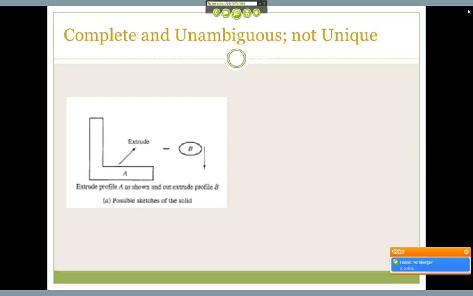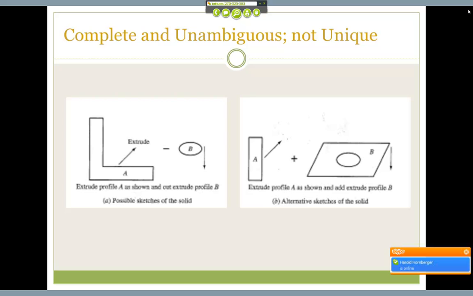Sketch B that is a cylinder that's extruded. Or we can have a representation where we have a sketch A that's extruded, a sketch B that has a hole in it that's extruded, and the two are united together. And so this issue of, do we have a complete solid? Yes, we do. Is it unambiguous?